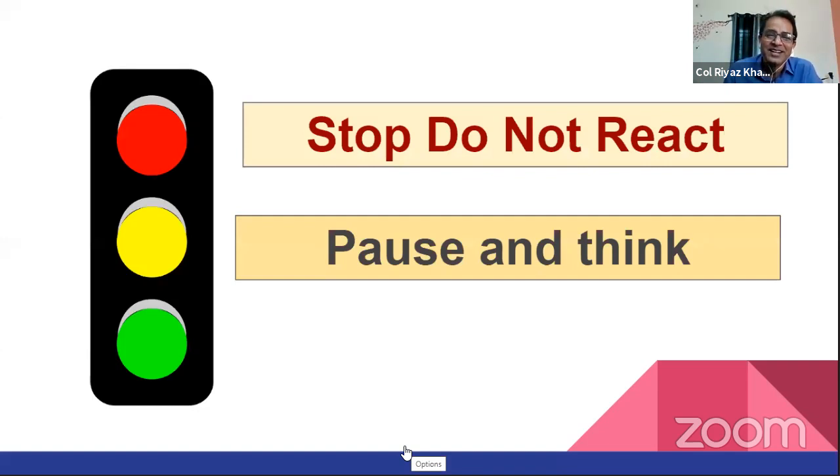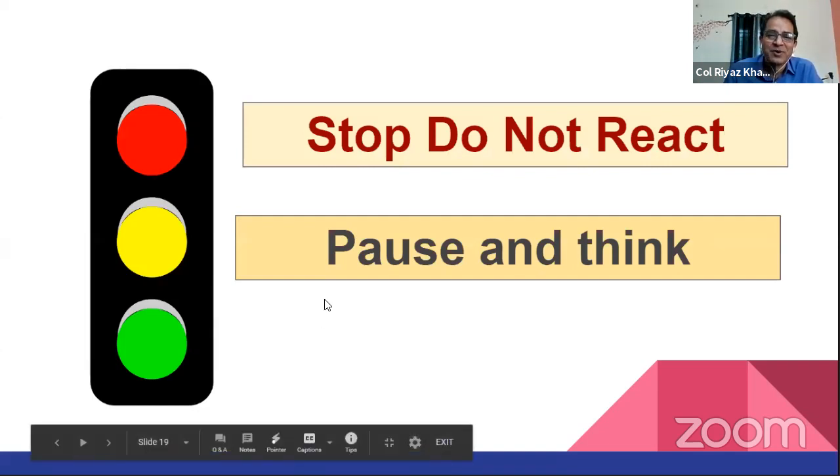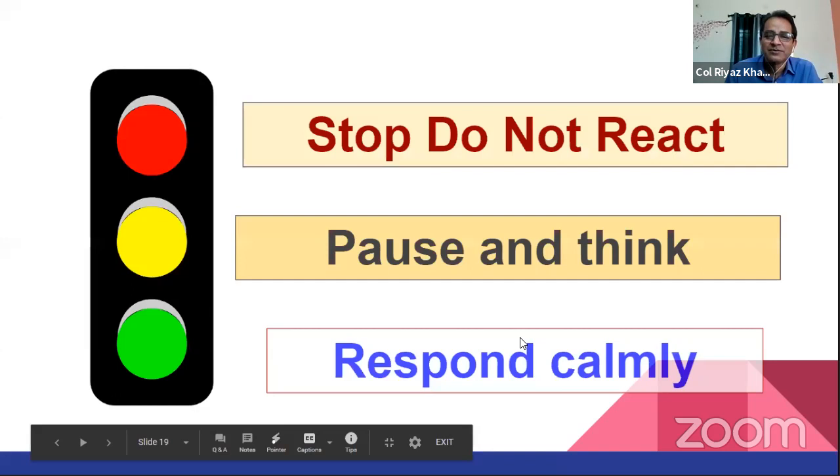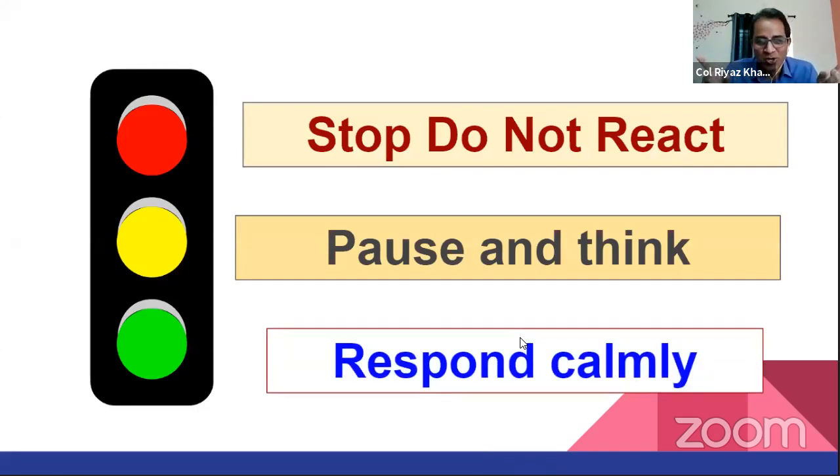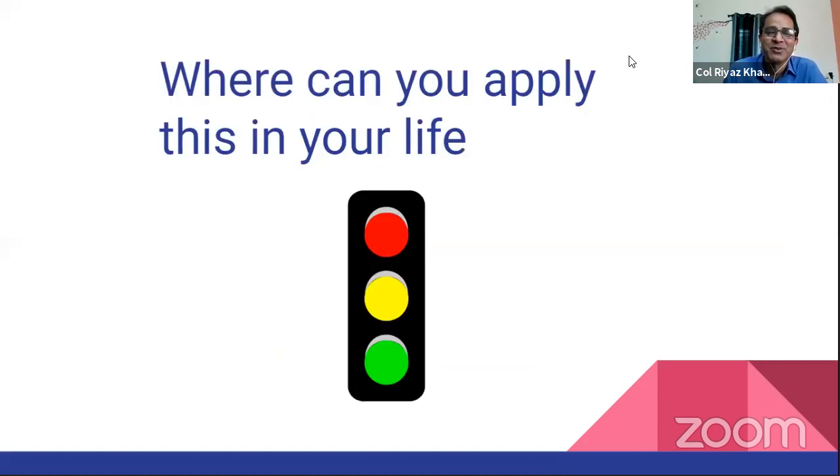And the third point is respond calmly. The first is red light, stop, do not react. Second is pause. And third is respond calmly. This is the mantra of changing our behavior. Please try and apply it and see if it works.